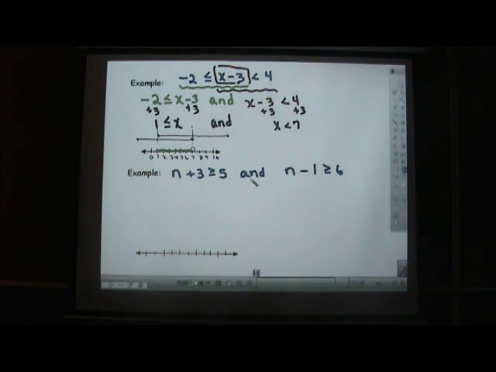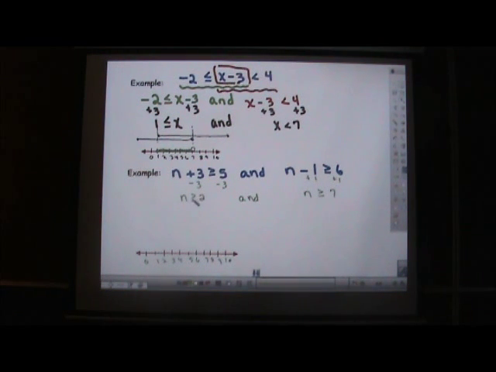Alright, we'll go quickly through a couple more. On this one it has the word "and", so I just need to solve. I'm going to subtract 3 from both sides. n is greater than or equal to 2. And then over here I'm going to go ahead and bring my word "and" down. I'm going to add 1 to both sides and have n is greater than or equal to 7. So I'm going to count down here 0, 1, 2, and get my number line numbered.